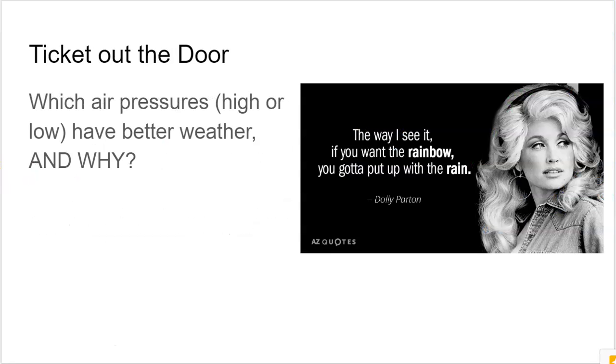So take it out the door. Now that we've learned which air pressures have better weather, I want you to tell me which air pressures do have better weather and why.